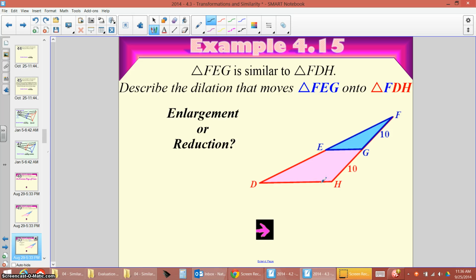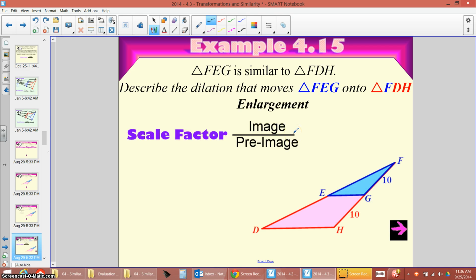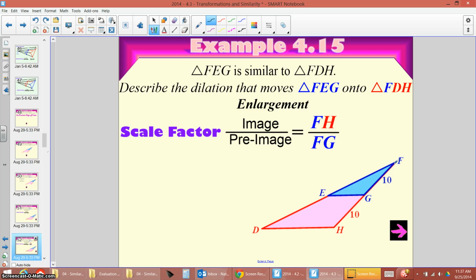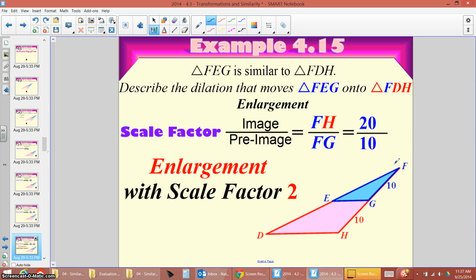If I look at it, am I doing an enlargement or a reduction? I'm moving from the small triangle to the big triangle. Makes it an enlargement. So my scale factor is my image over pre-image. So my end result is FDH, and FH is a length of 20. So I put FH on top, FG on bottom, and I end up with 20 over 10. I cross off my zeros, and my scale factor would be 2. So I'm enlarging this by 2. Each segment will be twice as long as its original segment.